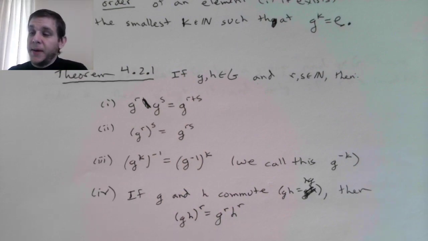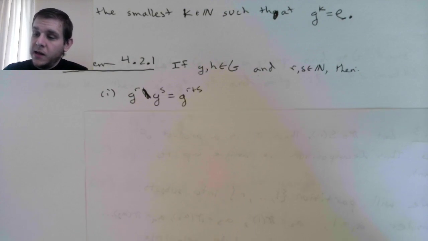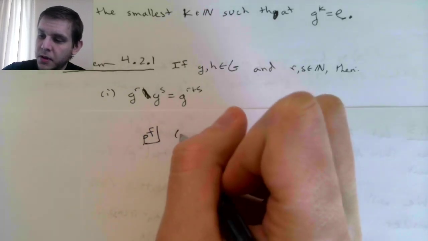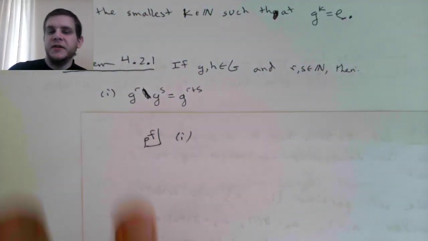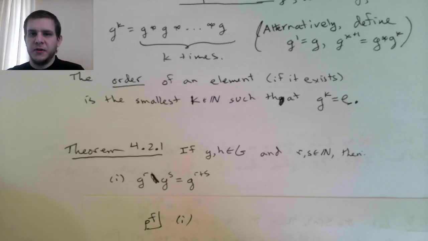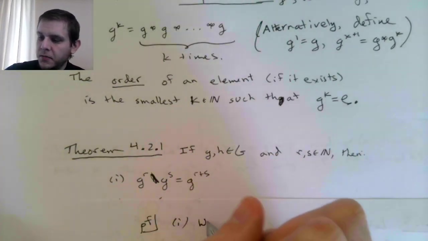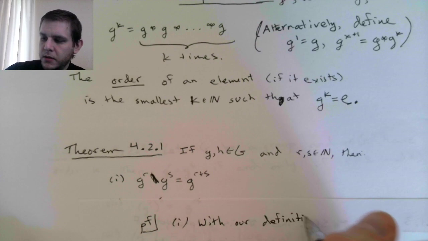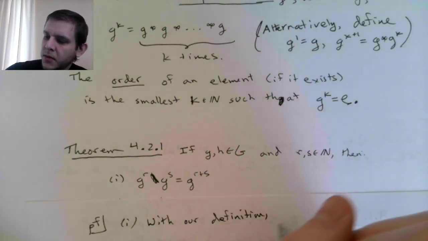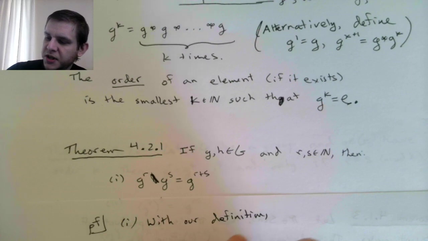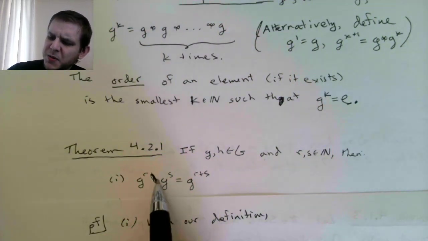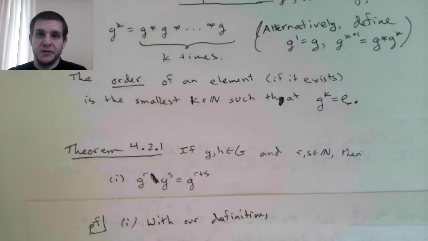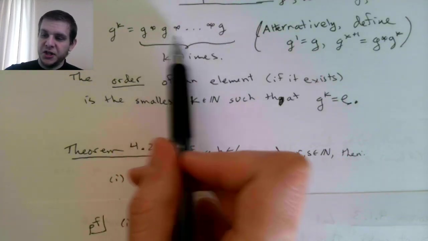So this is a basic theorem. Proof. There are two ways to do this. Again, it depends on how you define it. So with our definition, G to the R times G to the S. Sometimes people write the group operation explicitly, but when you put two elements next to each other, it's the same as multiplication, the group operation. So I could have just written this as G, G, G, G, k times.